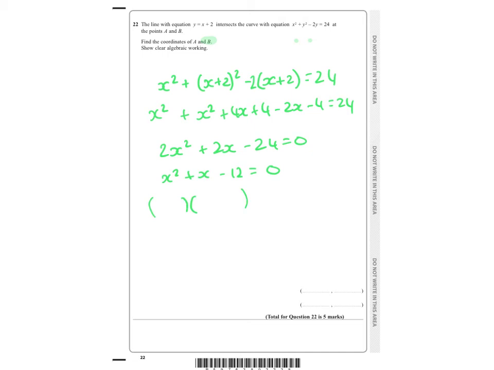I can factorise this: (x plus 4)(x minus 3). So x equals negative 4, and x equals positive 3. Once I have those values, minus 4 and 3, I substitute them back into y. If x is minus 4, then y equals minus 4 plus 2, so y equals minus 2. If x is 3, then y equals 3 plus 2, so y equals 5. That is a lovely 5 marks that everybody should be able to achieve.